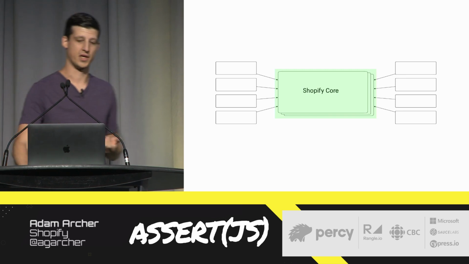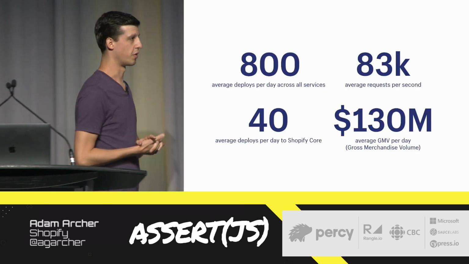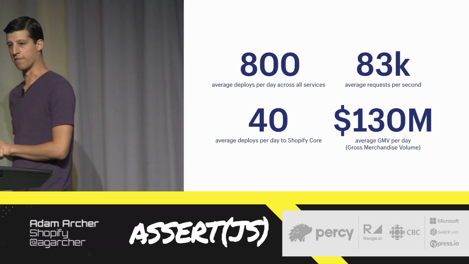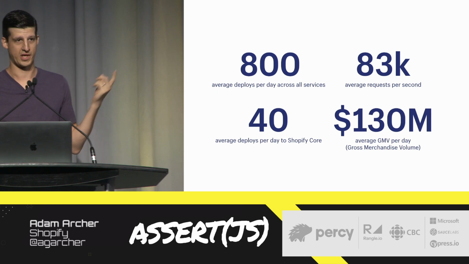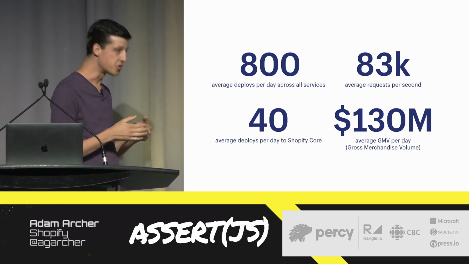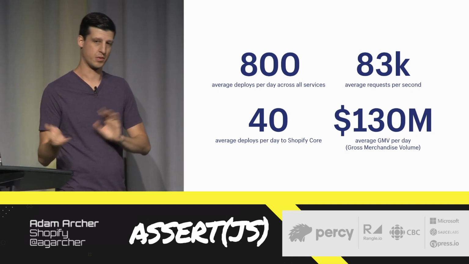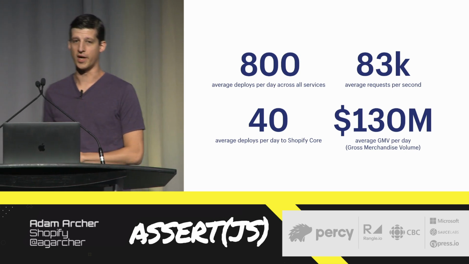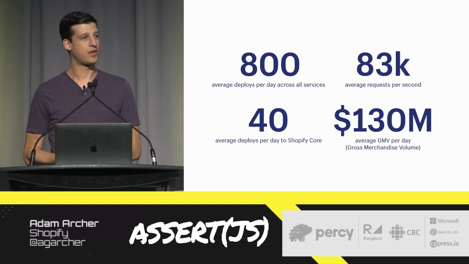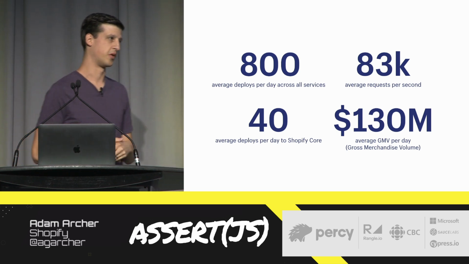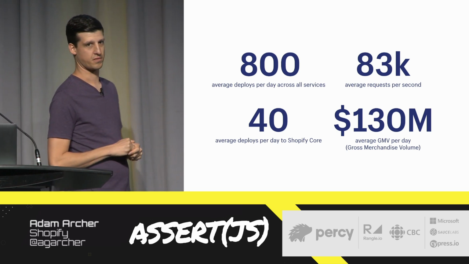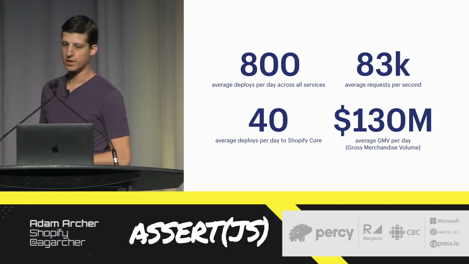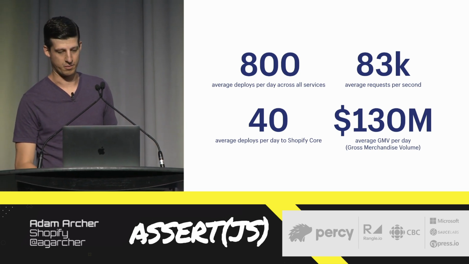So let's put some numbers to all that. We're deploying on average 800 times per day across the company. And 40 of those are to Shopify Core, to that massive application. Usually contained during business hours, but people do deploy outside of that. That's a lot. And meanwhile, the site is serving 83,000 requests per second, and there's about $130 million of sales flowing through the platform. So naturally, incidents are impactful, and high availability is very important to us.